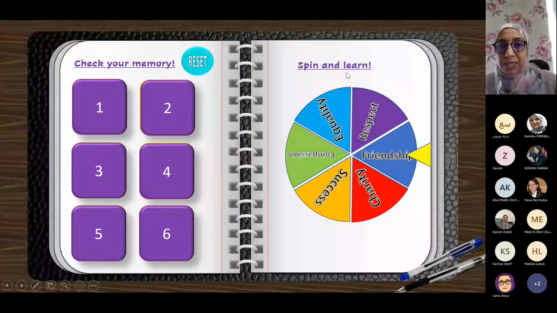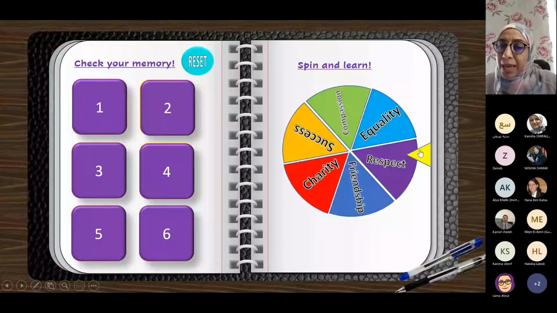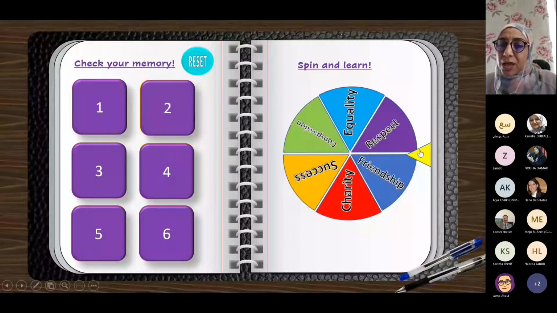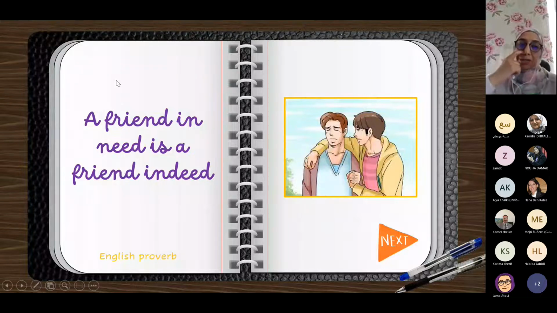The next activity is a spinner. So here, spin and learn. As you can see, there are some concepts here. If I click here, I will spin the wheel. I click again, the wheel stops. And of course, what I'm going to learn is a proverb about friendship. So I click, and here I've got a proverb about friendship. The one we all know, a friend in need is a friend indeed.